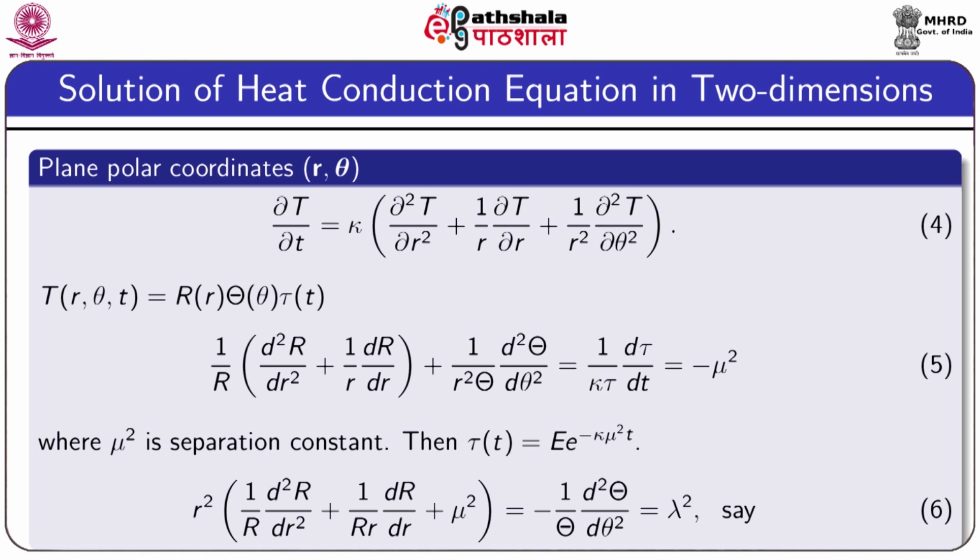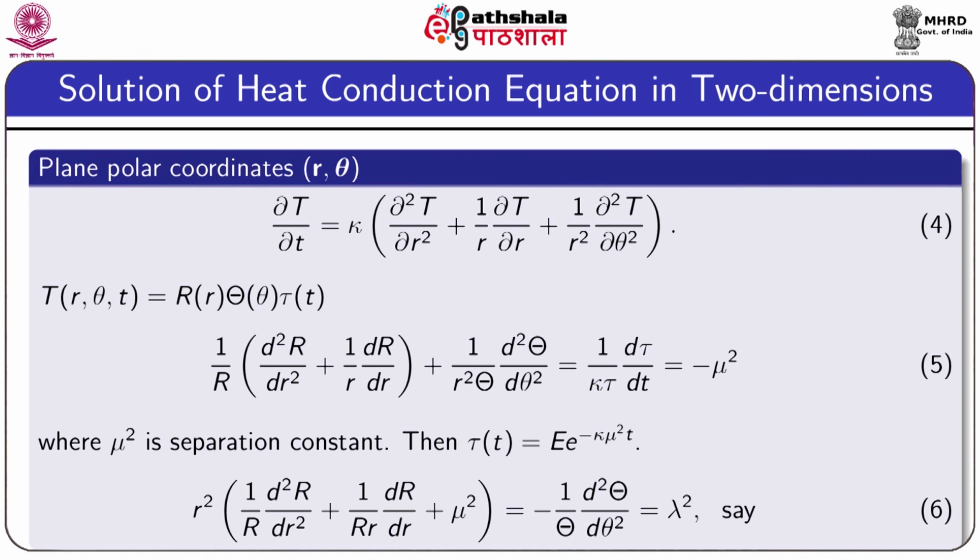In this process, our aim is to first separate the variable small t. So, the expression which is a function of t is written on the right hand side, and we assume the separation constant as a negative number, minus mu square. So, the solution for tau can be obtained easily as tau(t) equals e to the power minus kappa mu square into t.